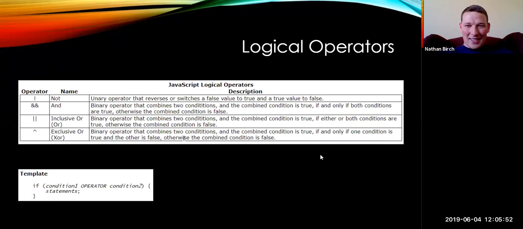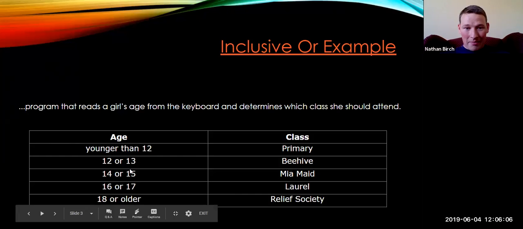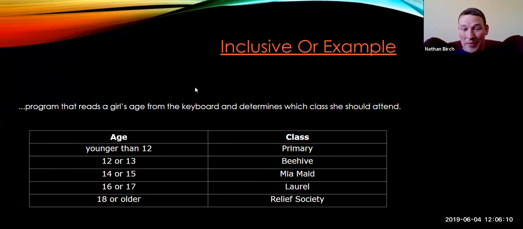Sweet. All right, so inclusive or example. This program that I'm going to show you guys reads a girl's age from the keyboard and determines which class she should attend. Here's a little table for all the different ages that we're going to take into account in our little program here.